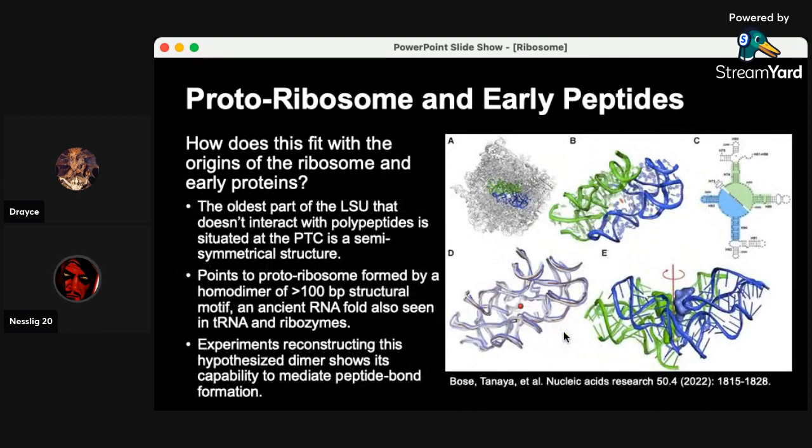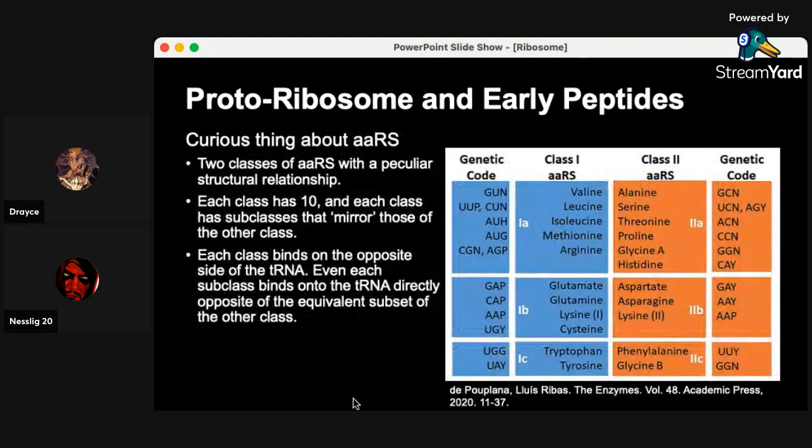And again, this is what you mentioned before. This is the core of the large subunit, which seems to be a protoribosome formed by a homodimer of a 100 base pair structure motif, an ancient RNA fold, also seen in tRNA and ribozymes. And the scientists here reconstructed this homodimer with two RNA structures, which is able to mediate peptide bond formation. This is what you mentioned before I started my presentation.